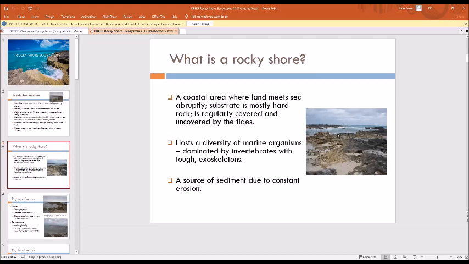Because of the abiotic factors that you find in this ecosystem, you will find that only a certain number of organisms live inside this ecosystem. For example, you tend to find a lot of different invertebrates, such as mollusks, in this type of ecosystem.